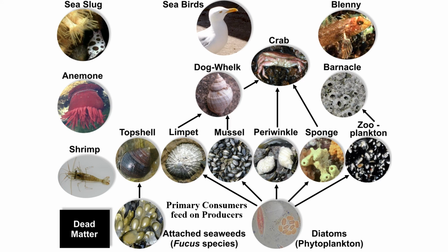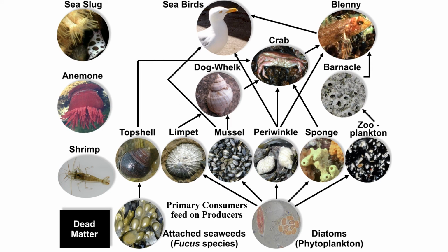This is a marine food web, and again the arrows are showing the direction of energy flow from one organism to the next. We can see we've got a detritus food chain here, which starts with dead matter rather than with a producer. So that dead matter and decaying material is fed on by shrimps, which are fed on by anemones, and then sea slugs and seabirds. So dead matter obviously contains chemical potential energy as well. So we can get some food chains which start with detritus.